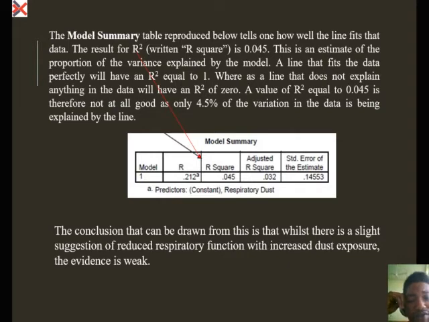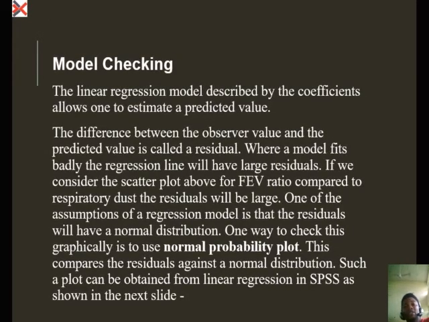So the conclusion that can be drawn from this is that while there is a slight suggestion of reduced respiratory function with increased dose exposure, the evidence is weak. Model checking. The linear regression model described by the coefficient allows one to estimate a predicted value. The difference between the observed value and the predicted value is called a residual. Where a model fits badly, the regression line will have large residuals. If we consider the scatter plot above, the FEV ratio compared to respiratory dose, the residuals will be large.